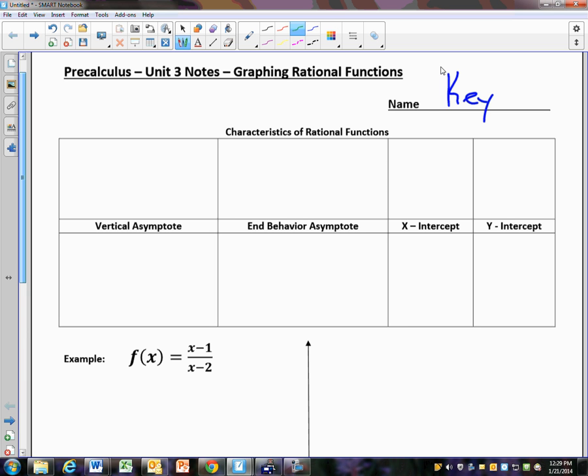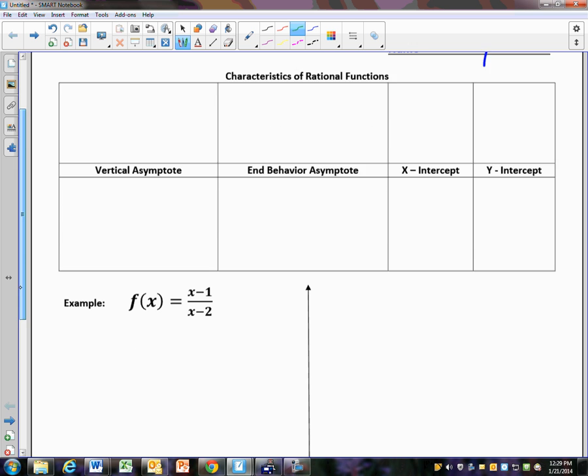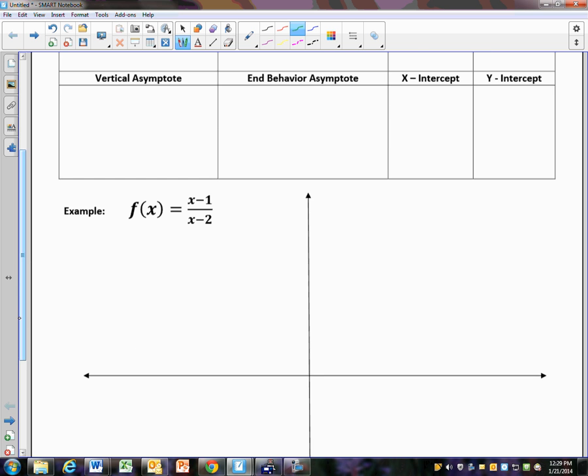Today you want to be able to say, I can graph rational functions. And so the idea is, if you have a function that looks like this, f of x is x minus 1 over x minus 2, do you know what that looks like? And after today, you're going to have a really good idea.